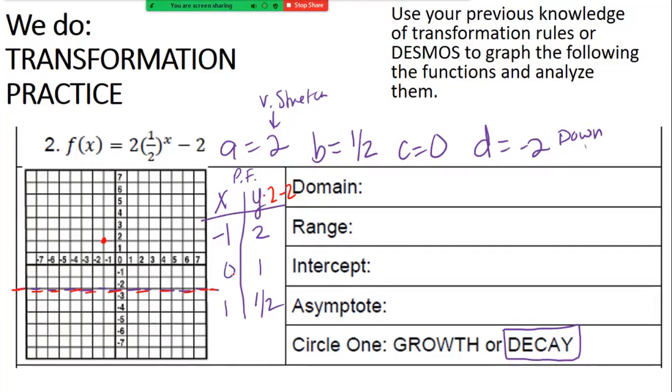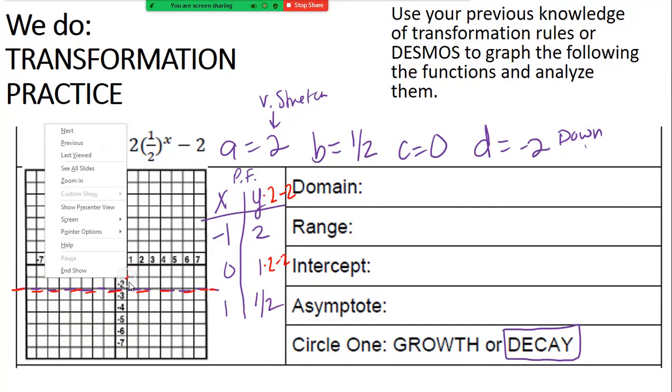Bam. 0 stays the same at 1. What is 1 times 2? 1 times 2 minus 2 gives me 0. So 0 is now at 0, 0. And then a half. What is a half times 2? 1. And then what's 1 minus 2? -1. So we're at 1, then we're gonna go down to -1.